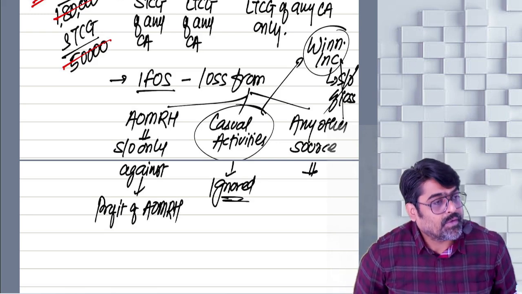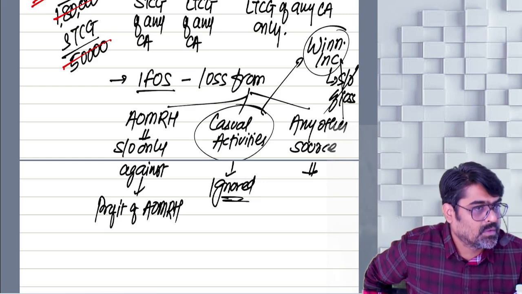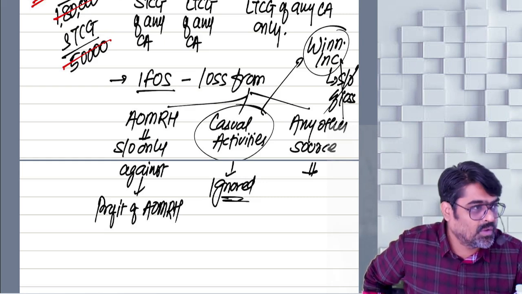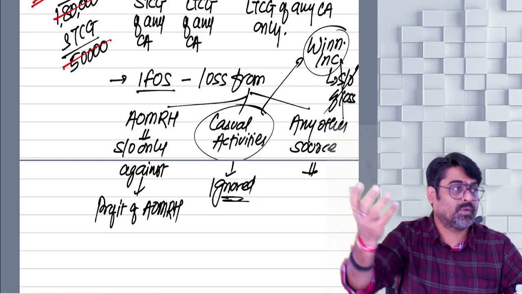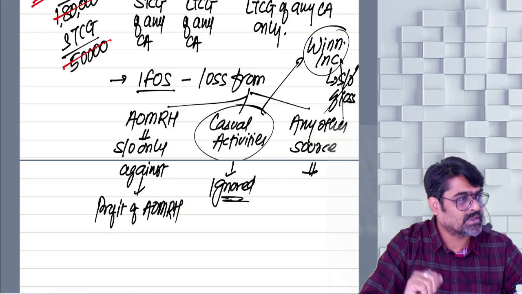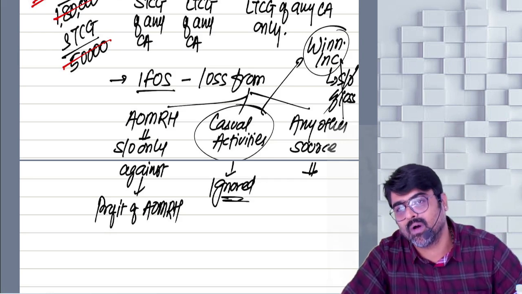Which is the source of income? Activity of owning and maintaining resource? No. Is it a casual activity? No. Any other source of income is there. So income of that source will be taxable minus the deductions under section 57. Yes or no?